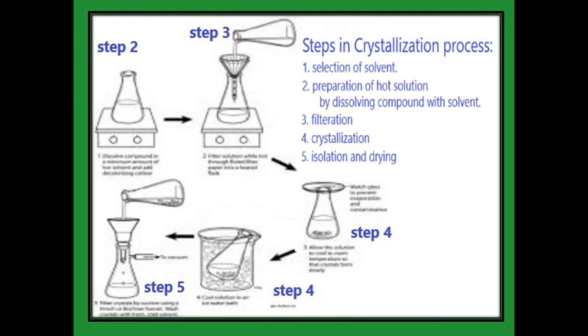And the fourth step is the crystallization step. In that step, we just let the filtrate stand as it is. That is called the crystallization step. And the fifth step: the crystals form above the liquid, and that crystal we can separate with another funnel. We will see that later. That step is called isolation and drying. So there are 5 steps in the crystallization process.